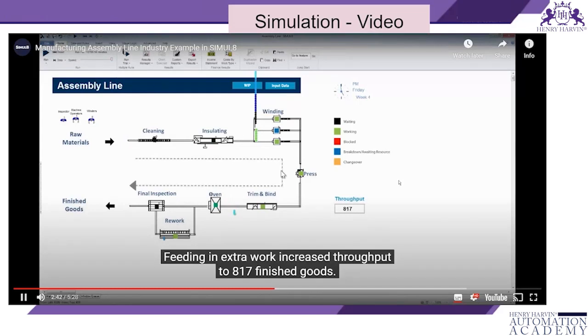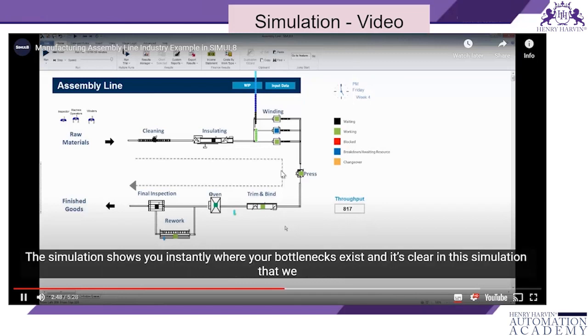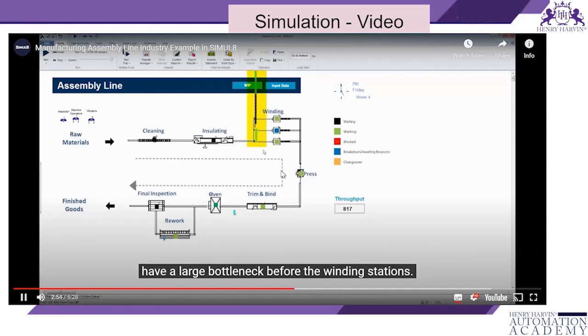Feeding in extra work increased throughput to 817 finished goods. The simulation shows you instantly where your bottlenecks exist, and it's clear in the simulation that we have a large bottleneck before the winding stations.